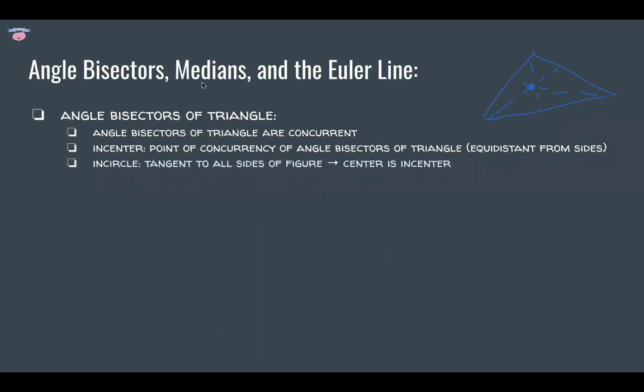The incircle, as you can guess, is the circle whose center is the incenter, and it's tangent to all sides of the figure. So maybe I should use a different color for this. This is the incenter. It's tangent to this, this, and this. And that's because the radius is the distance from the incenter to one of the sides.